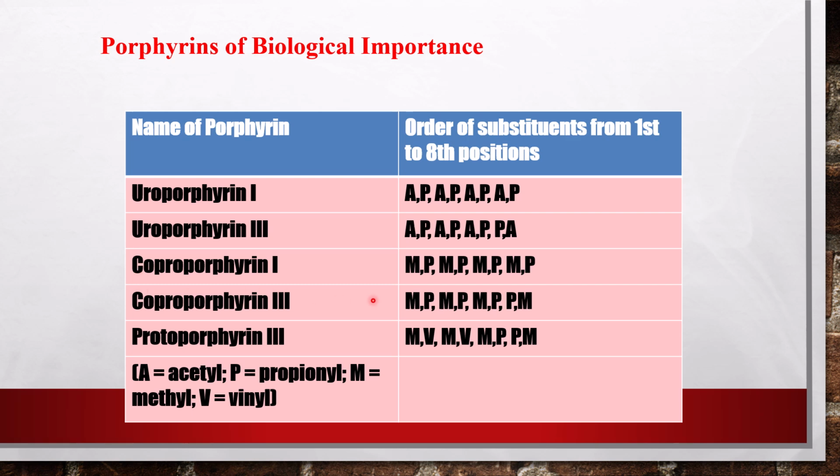Then in coproporphyrin, there are methyl and propionyl groups alternately from the 1st to the 8th positions. Then coproporphyrin 3: MP, MP, MP, and PM. Last, there is a lack of alternation, and this is PPM. Then protoporphyrin 3: methyl, vinyl, methyl, vinyl, methyl, propionyl, then again propionyl and methyl. So this is how, on the basis of different substituents, there are different types of porphyrin rings in the biological system.